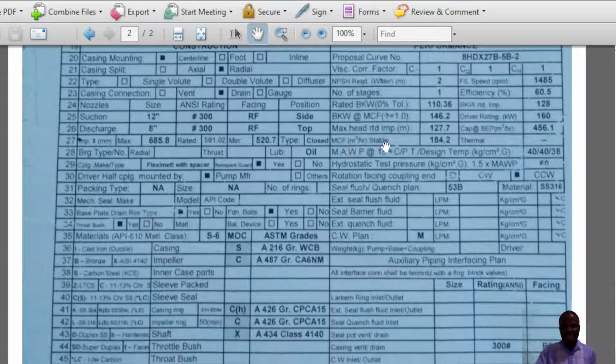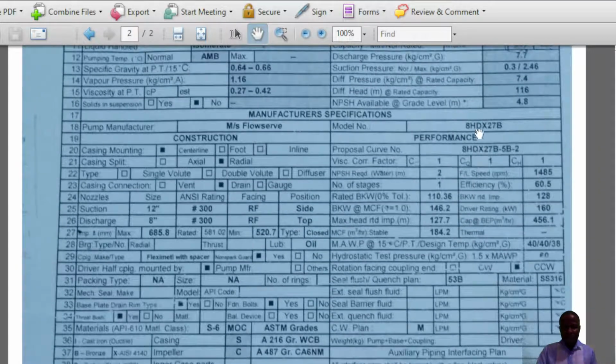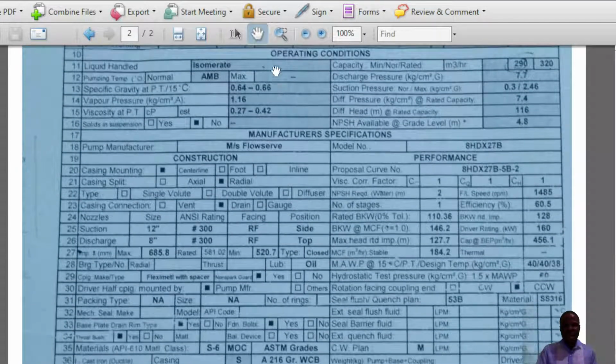So in this case, the maximum head at rated impeller diameter is 127.7 meter. Now, if you look at the maximum suction pressure, your suction pressure is going to be part of your operating condition. In this case, you can see 0.3 is the normal suction pressure. Now 2.46. Take note of the units. Here, the maximum suction pressure is expressed in kg per centimeter square gauge. So it is 2.46 kg per centimeter square gauge.